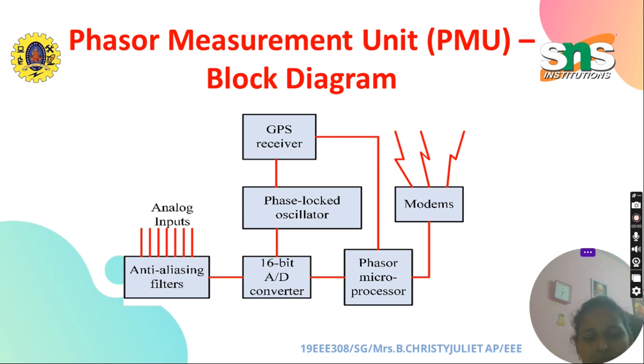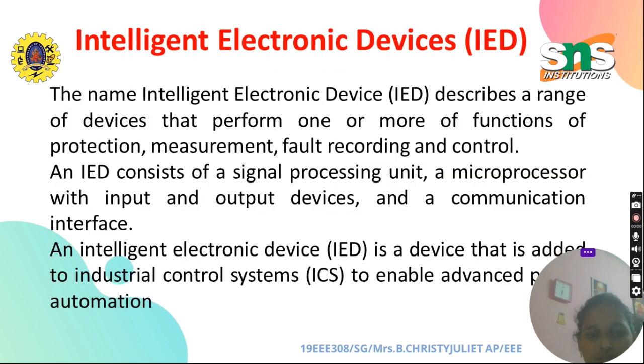Then it is given to the filters for analog conversions, and that input is given to the corresponding next blocks, which are the smart grid units or other sensors for processing, and these are transmitted to other networks through modems. This is the basic block diagram for a phasor measurement unit.